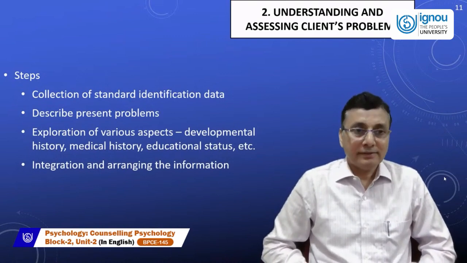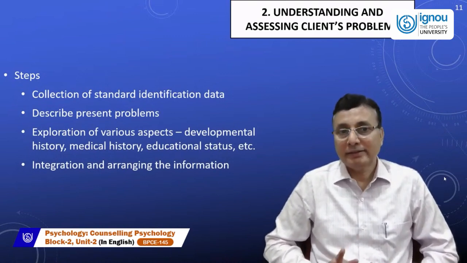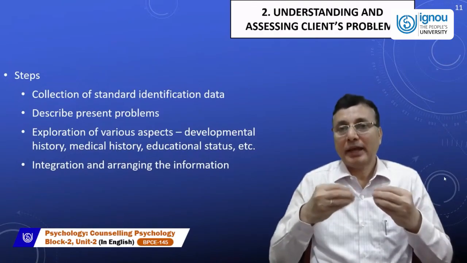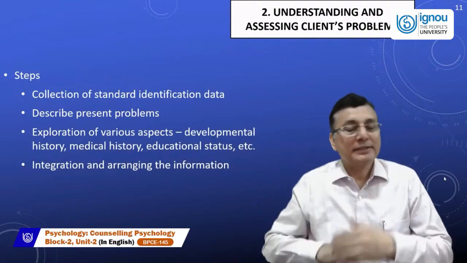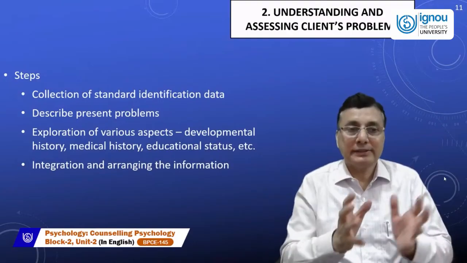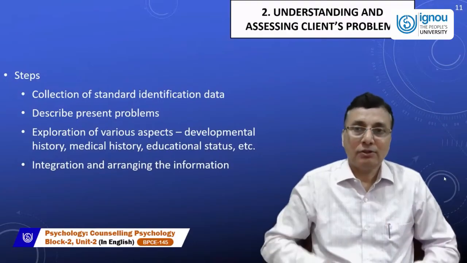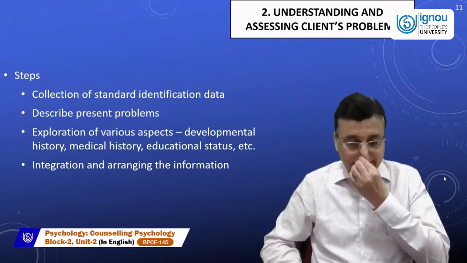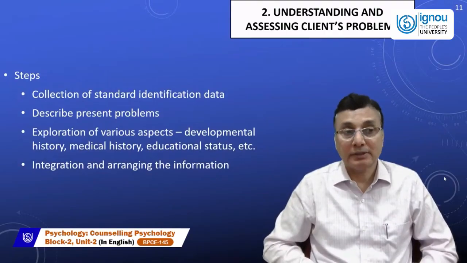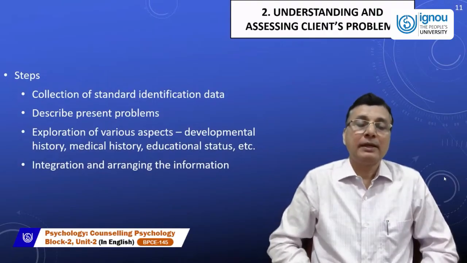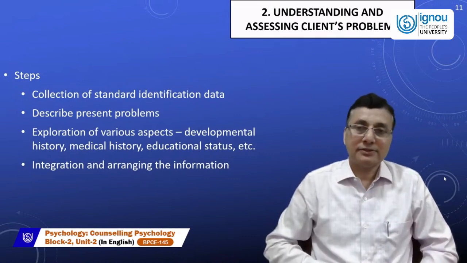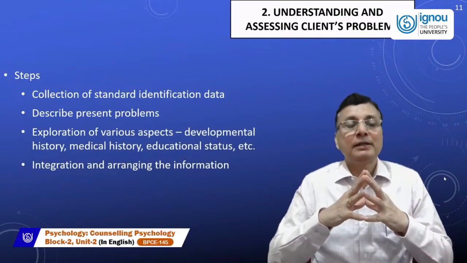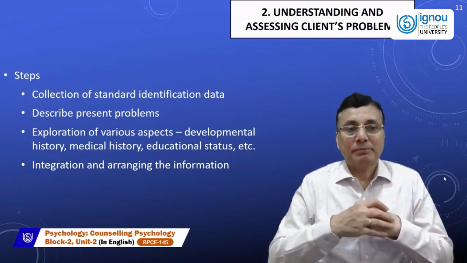A collection of standard identification data. Basically, it is the client's name, age, education, marital status, occupation, income, and what type of job he or she is doing. All this information should be collected. Then the counselor's job is to describe the client's present problems. As I explained in the earlier class also, there should be a proforma which the counselor should follow. So how to describe the present problem?